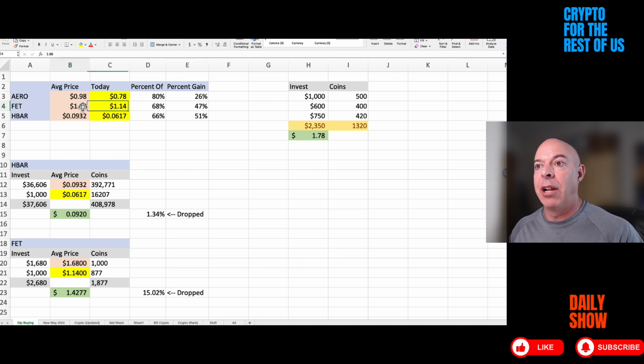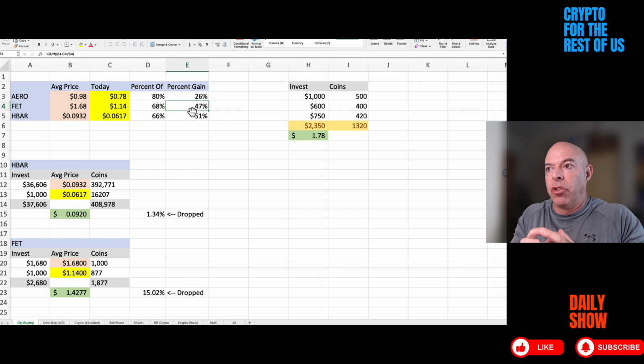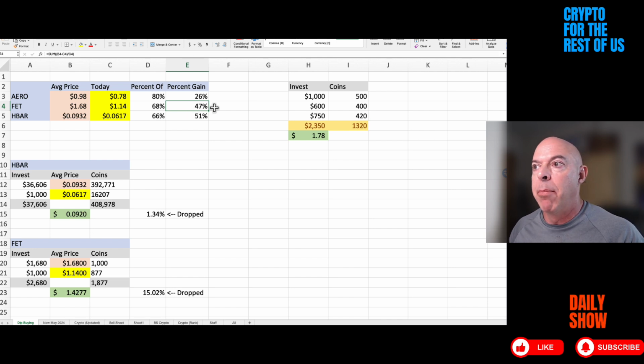So if I believe $1.68 is a great price, and I think it's going to go higher, then obviously I believe it's going to hit that. So if I invest the $1,000 that I have this month to invest, and I put it into Fetch, I believe I could very quickly have a 50% gain. My $1,000 is $1,500. It's just a quick way of looking at what that $1,000 would do depending upon where I put it. So in Aero, it would be a 26% gain, not as much. Fetch 47, HBAR 51.